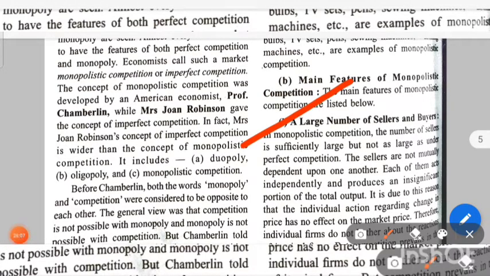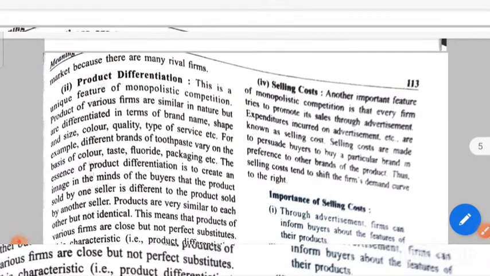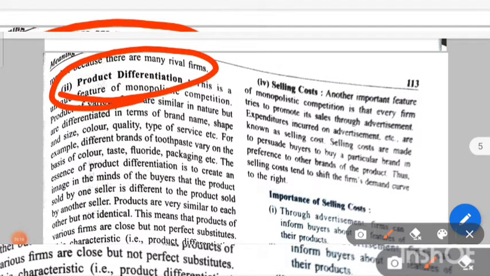Again, there are a large number of buyers and a large number of sellers, as in a real form of market. The main feature which makes it different from other forms of market is product differentiation. Each product is the same but there is some difference in the product. As we have taken the example of toothpaste, shampoo, biscuits, they are selling biscuits, toothpaste, shampoos, but something is different. They are not making the exact same product, and that's why their competition is not on the base of price, their competition is on the base of quality.